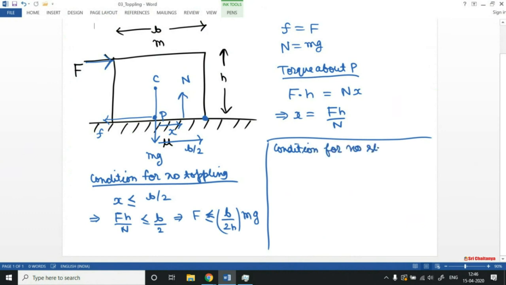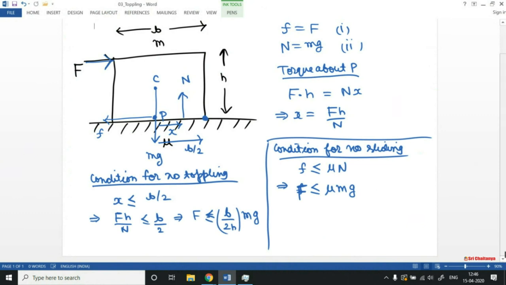So this is the condition for no toppling, and similarly we can investigate the condition for no sliding also. No sliding means the friction is sufficient enough to prevent relative motion between the block and the surface. So in that case, f must be less than or equal to mu N. That gives us F is less than or equal to small f, which is equal to capital F from equation number 1, and this is equation number 2, and capital N is equal to mg. Okay, so this is the condition for no sliding.